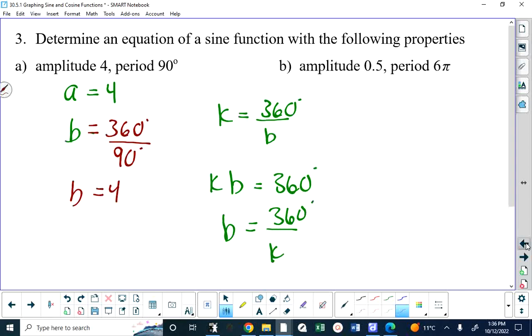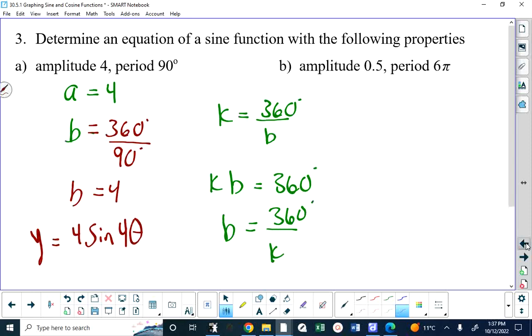And how many of you knew B was 4? How many of you knew it was 4 because you thought of a stretch? Yeah, and that's very often when you find B in your head, you're thinking stretch, but you can do it algebraically. Bottom line is this is an answer to the question. Y equals 4 sine 4 theta.